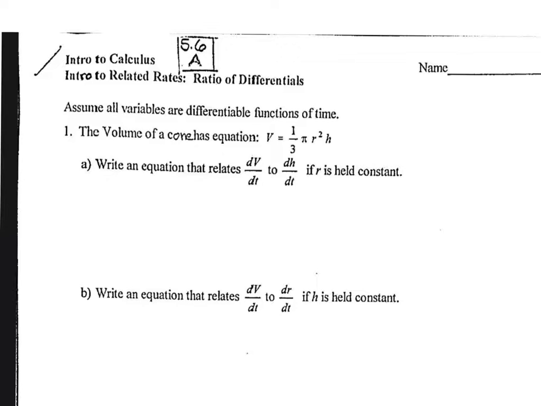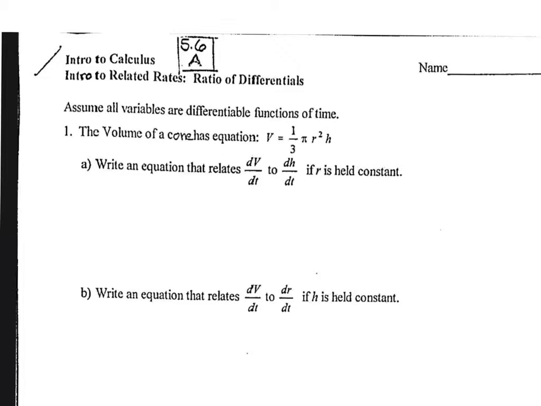Go. All right, assume all variables are differentiable functions of time. Number one says the volume of a cone has the equation volume equals 1/3 pi r squared h. We're going to write an equation that relates dV/dt to dh/dt if r is held constant. All right, that's a lot, huh?